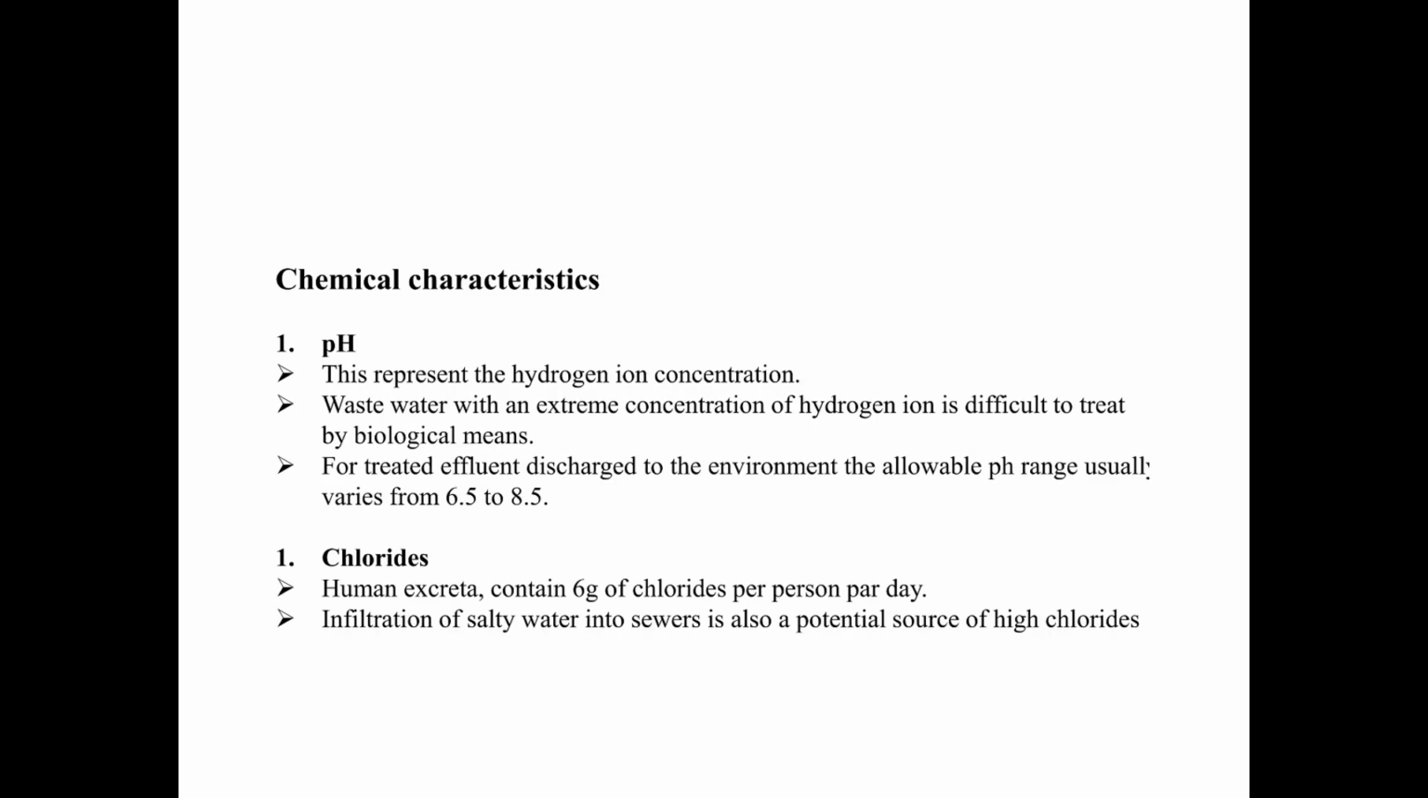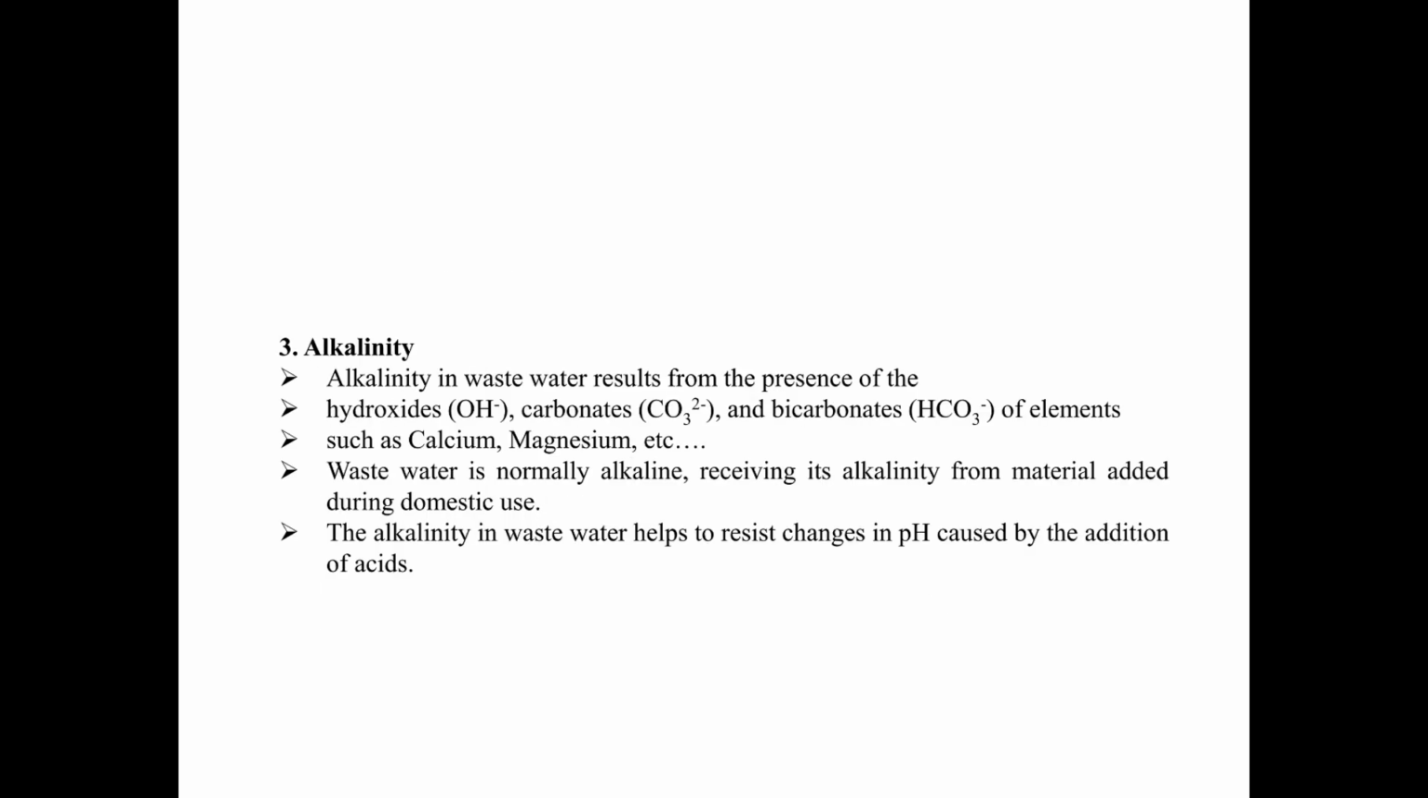The chemical characteristics begin with pH, which we know very well. It represents the hydrogen ion concentration. If we have a very high concentration of hydrogen ion, it is very difficult to treat by biological means. The environmentally allowable pH range is from 6.5 to 8.5. Next is chlorides. Human excreta contains about 6 grams of chlorides per person per day. Infiltration of salty water into sewers is also a potential source of high chloride, so that also we have to take into account.